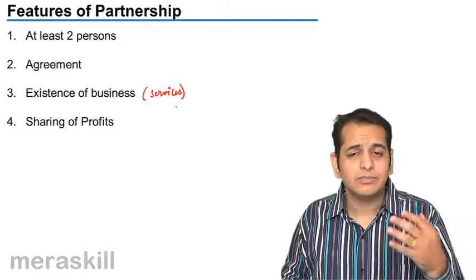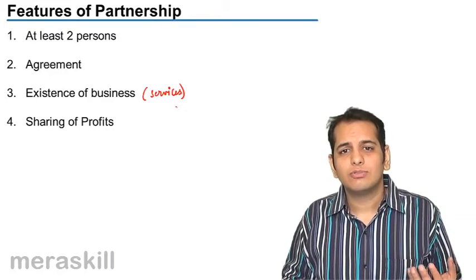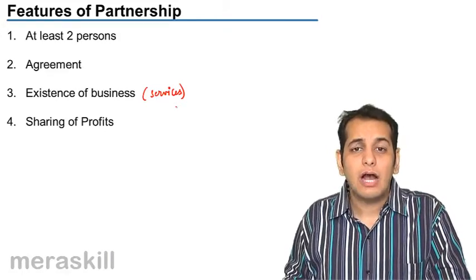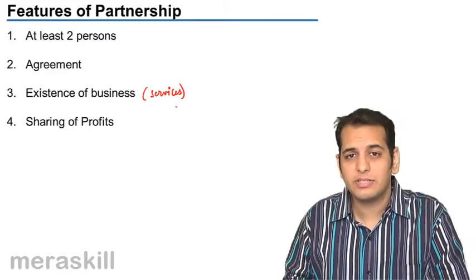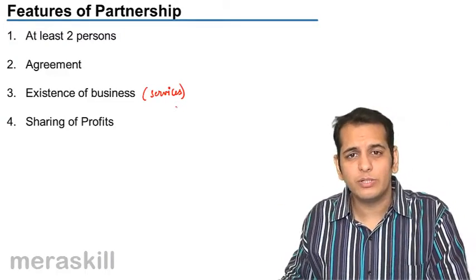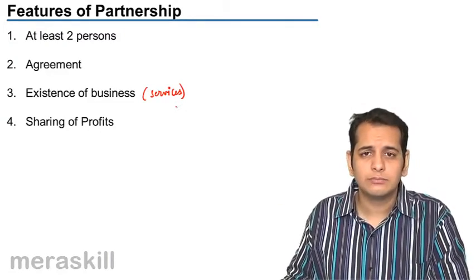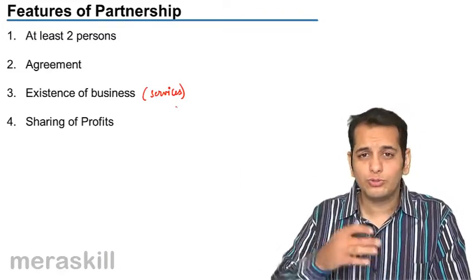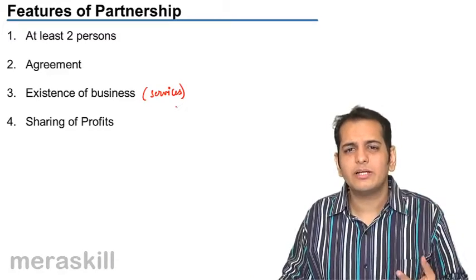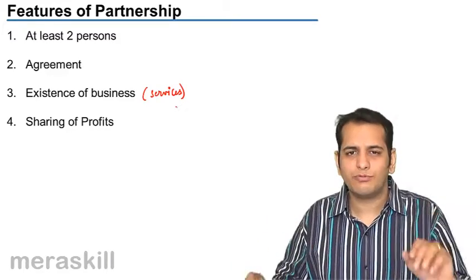Now many times the partners expressly agree on the profit sharing ratio. If there are 3 partners, they may say we'll share the profits equally in the ratio 1:1:1, or we may share it in the ratio 3:2:1, or 2:2:1. Whatever the ratio they agree on, they'll share the profits in that ratio.